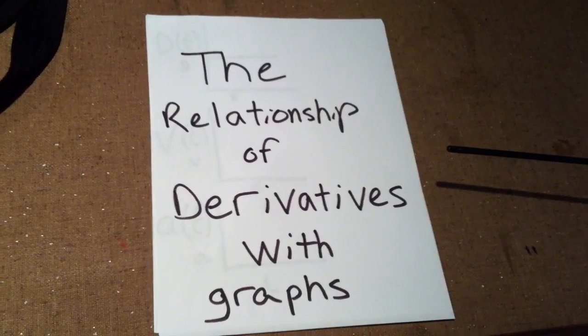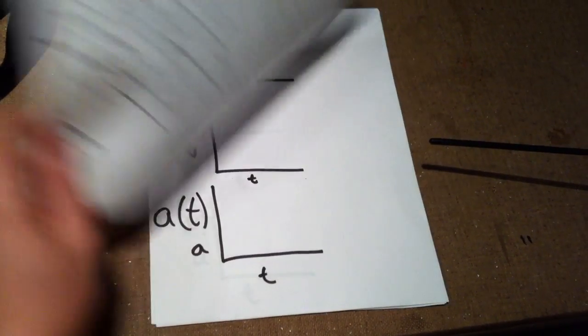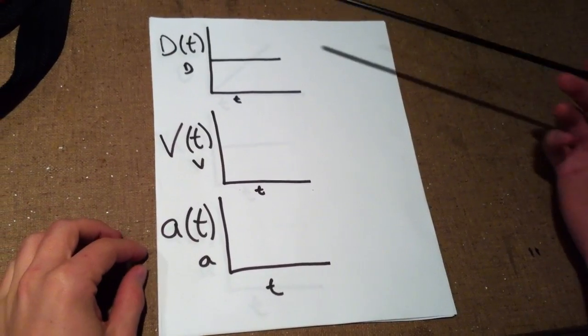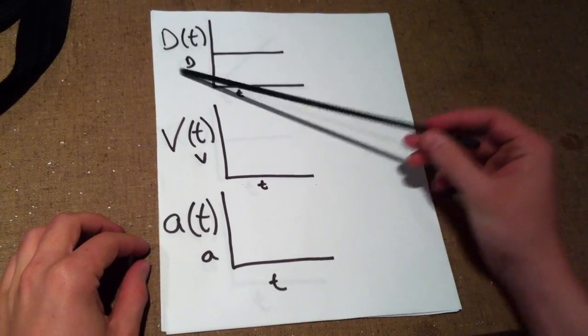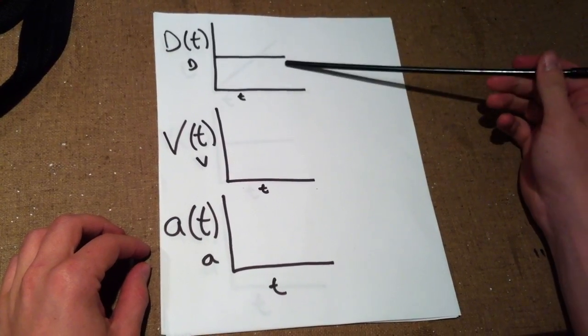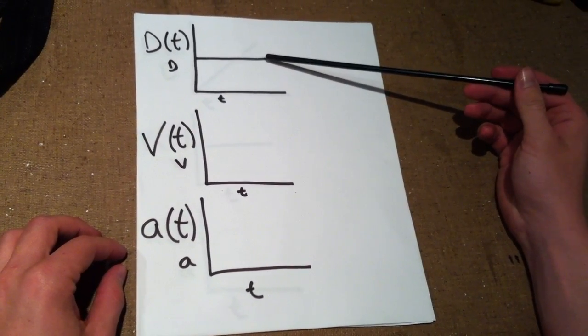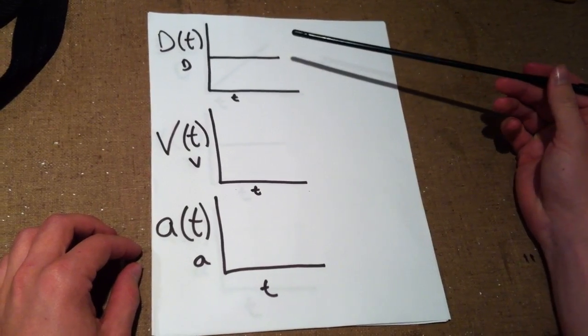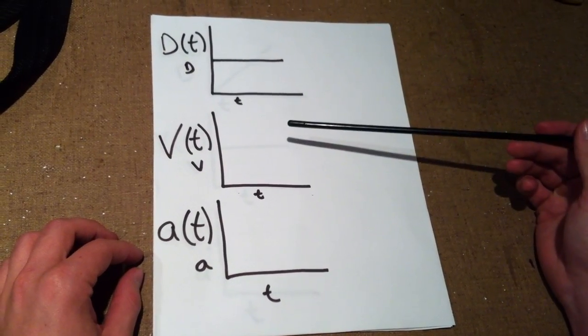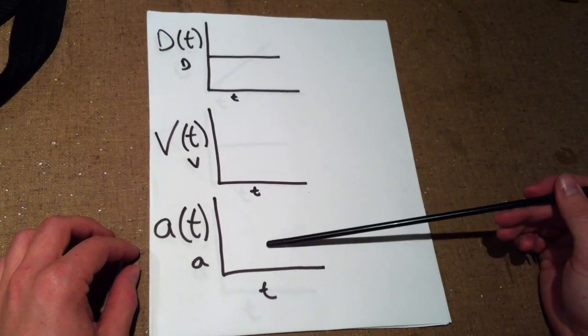Now I'm going to talk to you about the relationship of derivatives with graphs. The first relationship is if d, the distance, remains constant. This graph basically is telling someone that the object is not even moving. So if the object is not moving, or changing distance, it does not have a velocity and it does not have an acceleration.